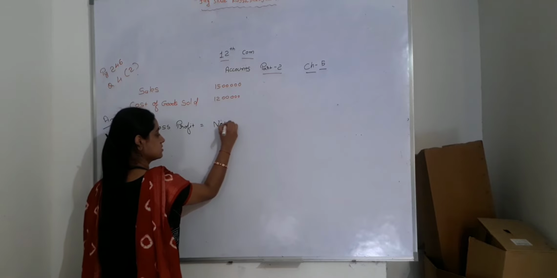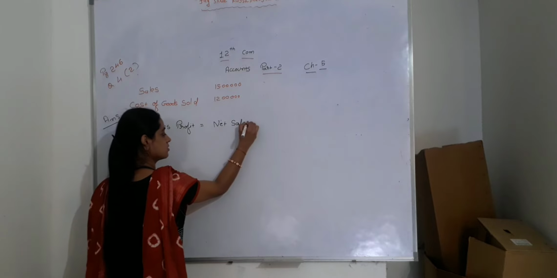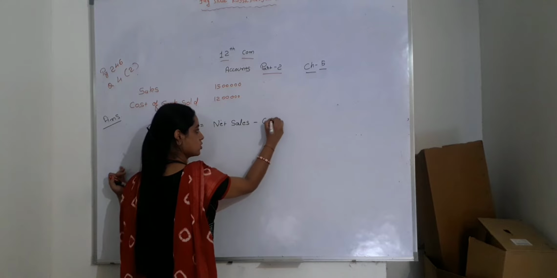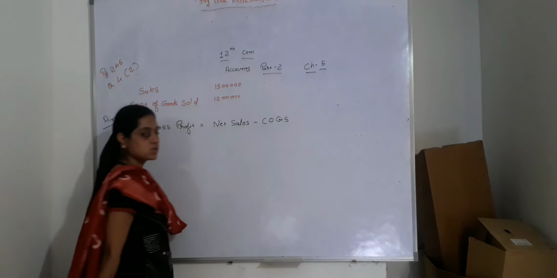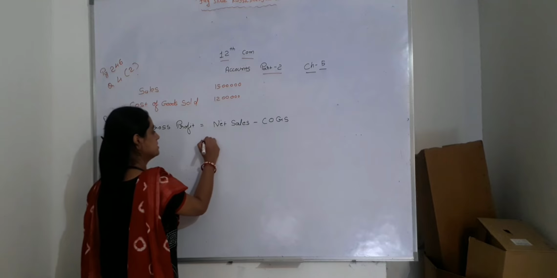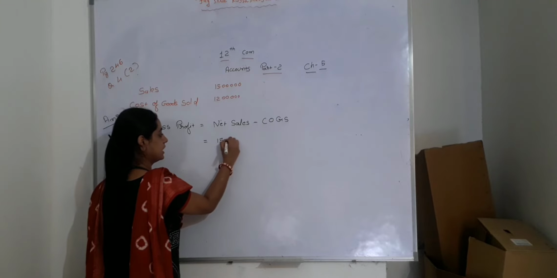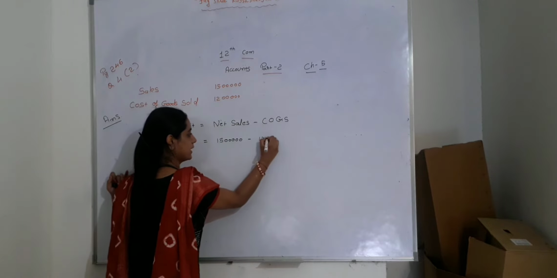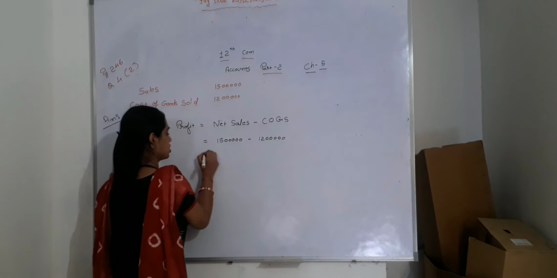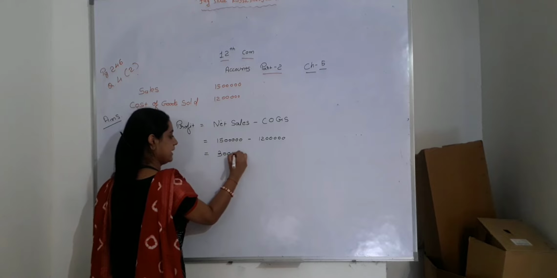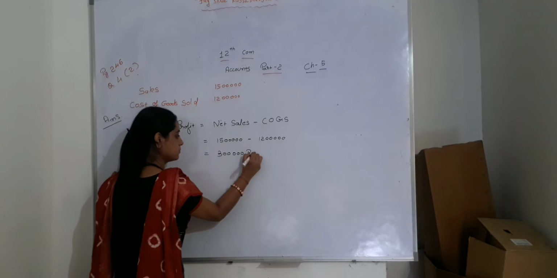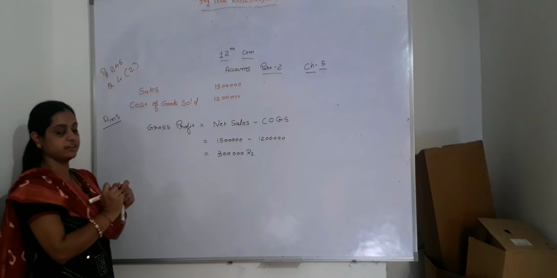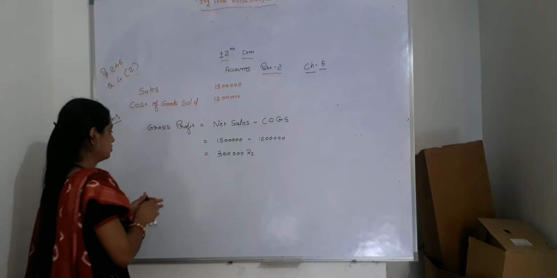net sales minus cost of goods sold. That means COGS. Net sales is equal to 15 lakh minus 12 lakh. So gross profit is 3 lakh rupees. Now we can find gross profit ratio.